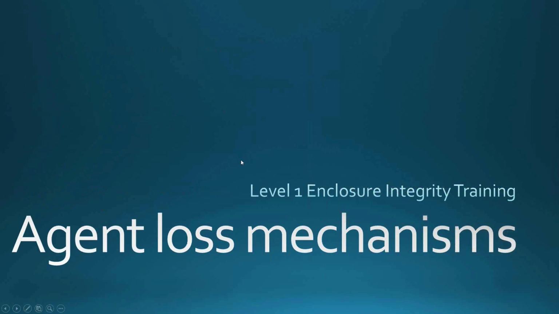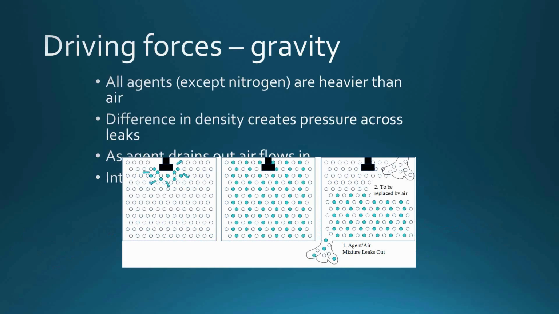So the next thing I want to talk about are some agent loss mechanisms. How does agent get lost from an enclosure? This is part of our level 1 enclosure integrity training. The main driving force is gravity, which pulls the agent out. These agents are heavier than air, and gravity pulls them out of the enclosure, quite simply.